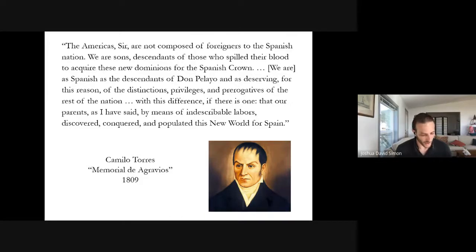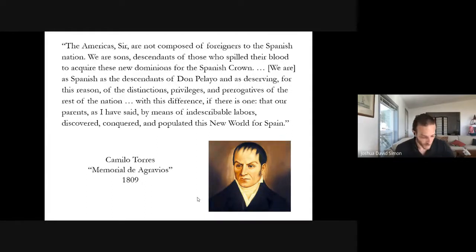The Americas, sir, are not composed of foreigners to the Spanish nation. We are sons, descendants of those who spilled their blood to acquire these new dominions for the Spanish crown. We are as Spanish as the descendants of Don Pelayo, and as deserving for this reason of the distinctions, privileges, and prerogatives of the rest of the nation, with this difference, if there is one, that our parents, as I have said, by means of indescribable labors, discovered, conquered, and populated this new world for Spain.